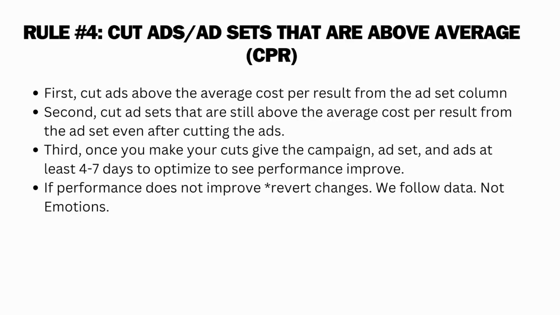First, cut ads above the average cost per result from the ad set column. Second, cut ad sets that are still above the average cost per result even after cutting the ads. Third, once you make your cuts, give the campaign, ad set, and ads at least 4 to 7 days to optimize to see performance improve. If performance does not improve, revert the changes. We follow data, not emotions.